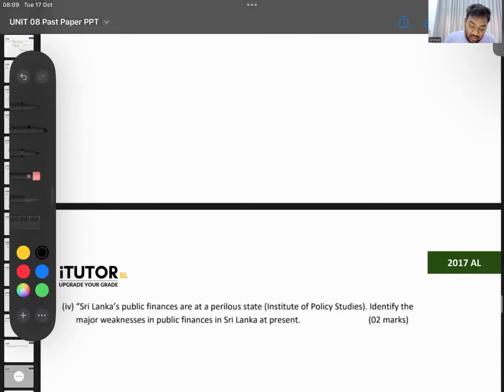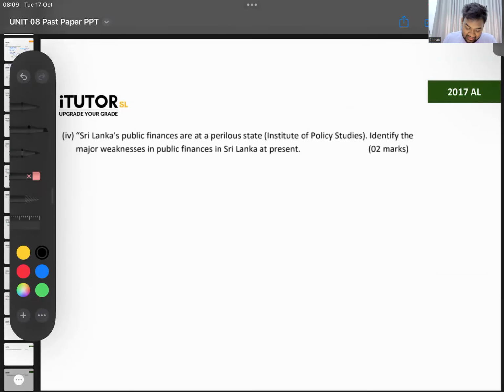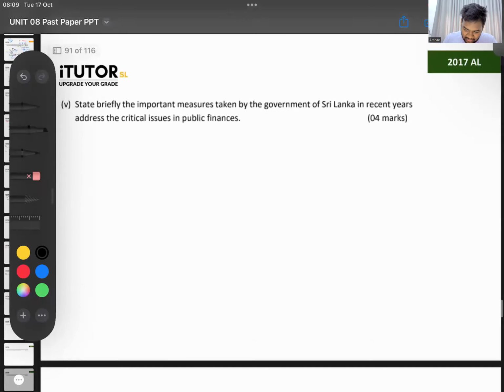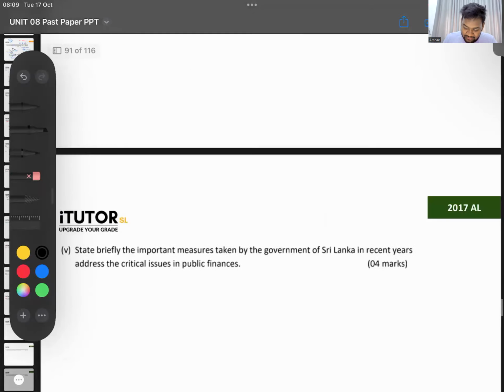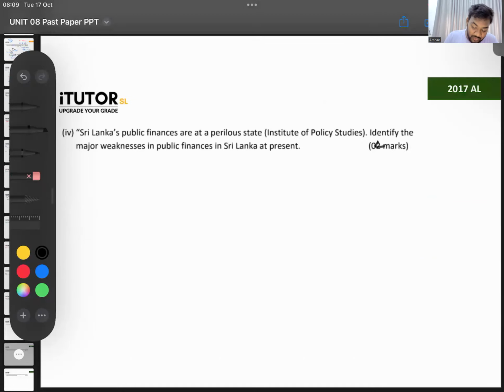Then the next one. This is the one where they gave the current context. I think this has to be 4 marks. So they had a 4-mark question. Sri Lanka's public finance is at a perilous state. Now, when I was writing A levels, I didn't even know what this word perilous meant. Come on, they put in new words. You don't study anything like this. All of a sudden, a new word in your paper. Identify the major weaknesses in public finance at present. So all the weaknesses, a full current context question.